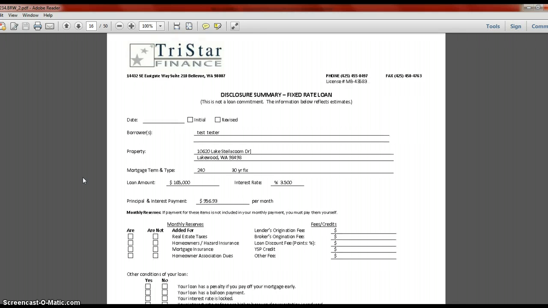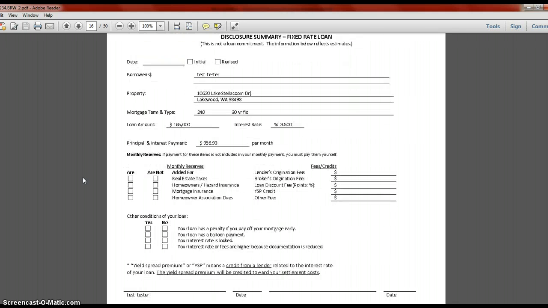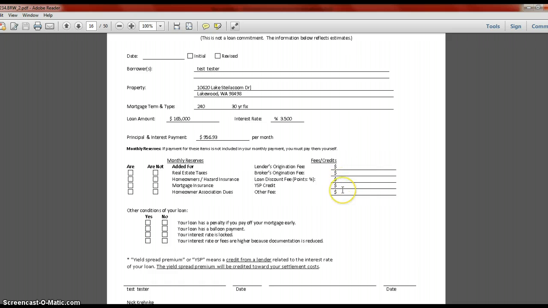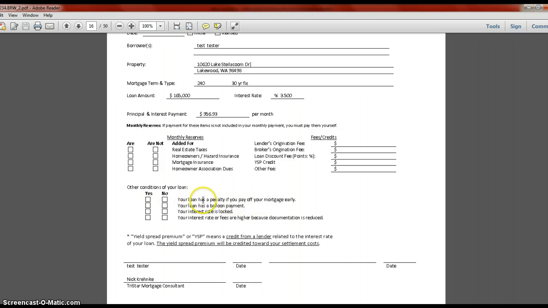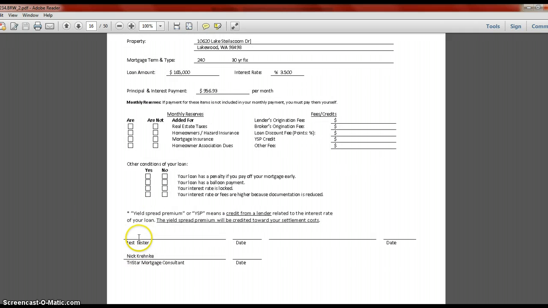This is just your fixed rate loan disclosure summary. It tells you things like your escrow account, where you have your taxes, homeowners or hazard insurance, and mortgage insurance, if it is or is not included in your escrows. And then here it's just fees. It's supposed to carry over fees, but it actually doesn't, because this is a custom form of ours, so we hand fill it out. And then this just tells you if you have a prepay penalty, a balloon, if your interest rate is locked, etc. So then you sign here, and the other borrower signs here.